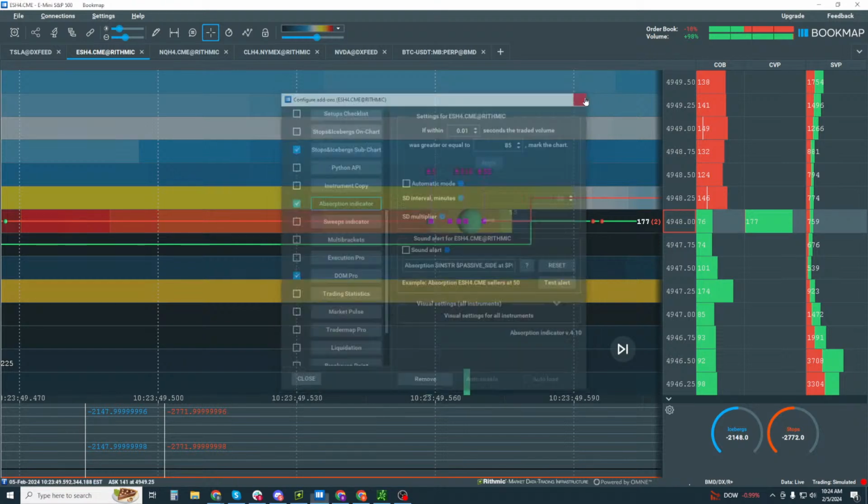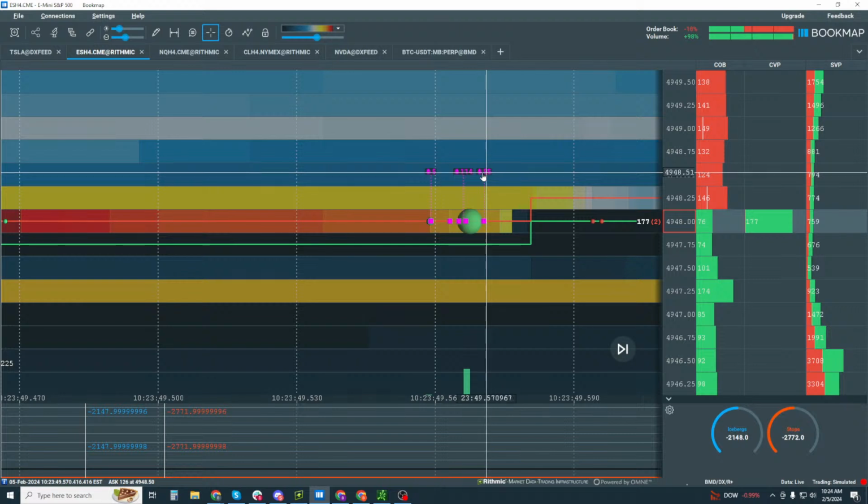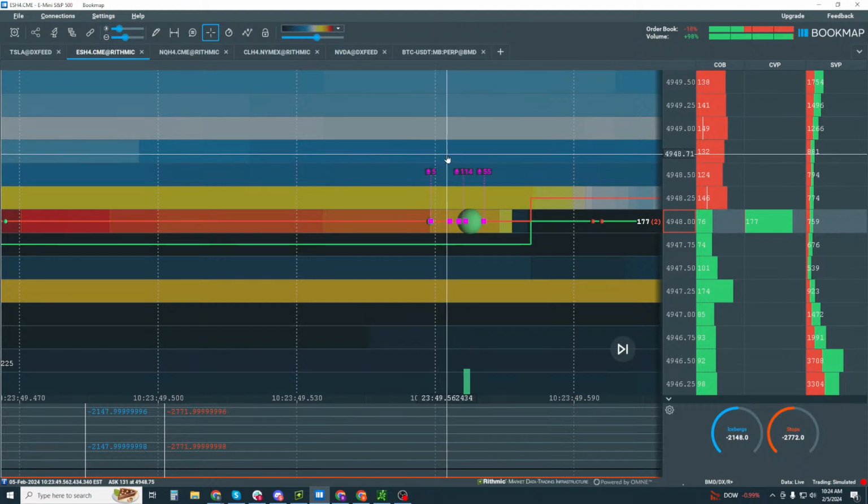All right, so this is aggressive buying, but the other party is taking a trade as well, and that's what we're showing here as absorption. I hope that makes sense.